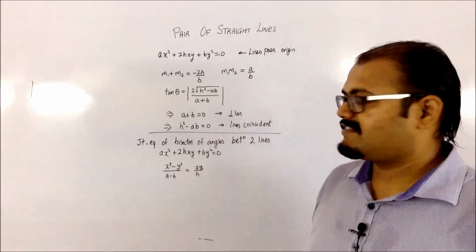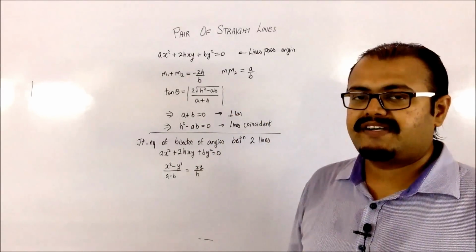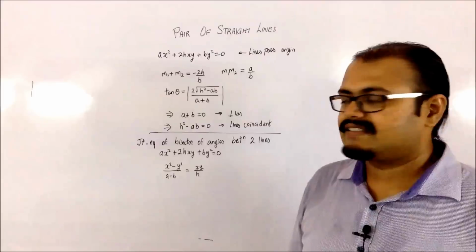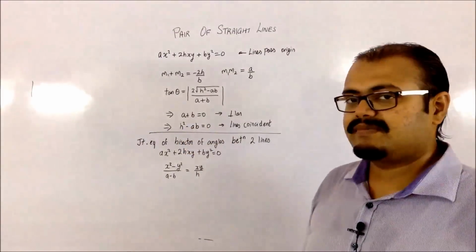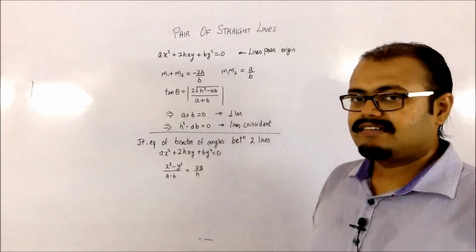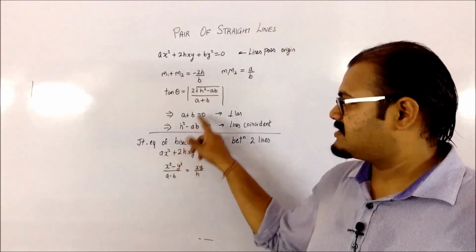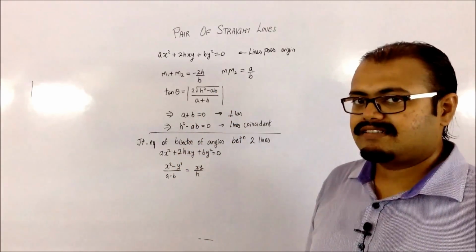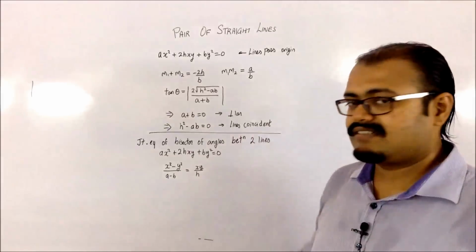So from this itself I can get whether the lines are going to be perpendicular or they are going to be the same lines. That is, if I am having a plus b equal to 0, then I get perpendicular lines, and if the numerator is 0, then I will get that the lines are coincident.